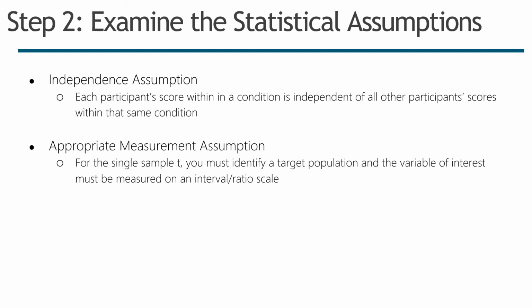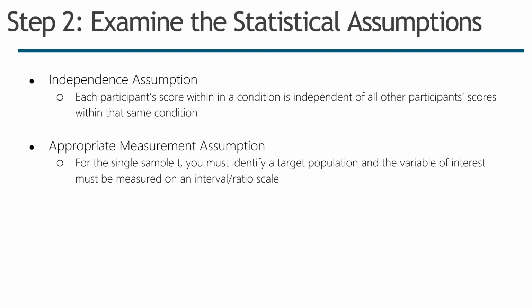So this assumption means that each participant's score within conditions is independent of all other participant scores within that same condition. What this basically means is that when people are asked, how long do you think the dashed lines are in the road, those answers need to be independent of everybody else in the study or in that condition. In this case, there's only one condition, so it's in that study. And so they can't look at each other's answers or talk to each other or cheat off each other. Everybody's answers need to be independent of everyone else's.